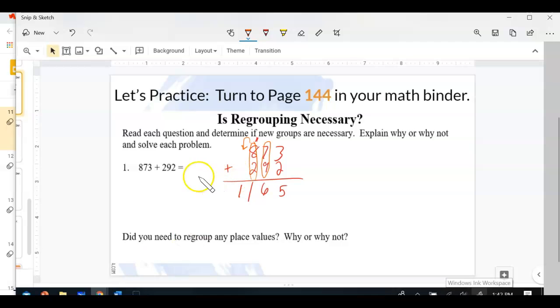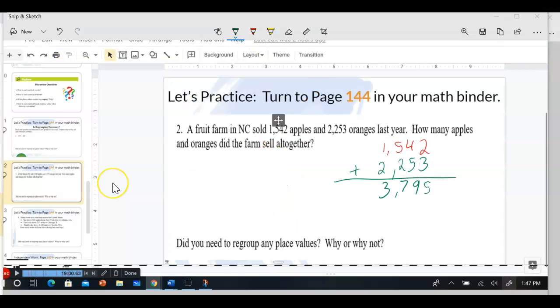Okay, so that basically answers the top question and the bottom question. So let's take a look at our second problem. A fruit farm in North Carolina sold 1,542 apples and 2,253 oranges last year. How many apples and oranges did the farm sell altogether?